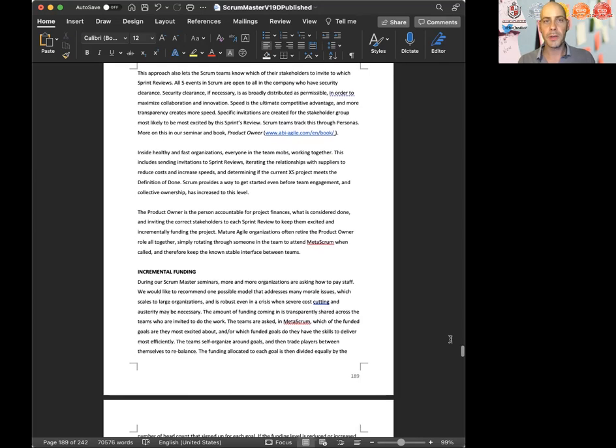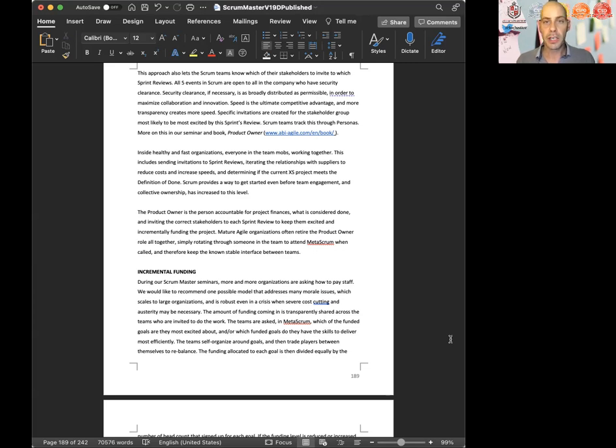This approach also lets the Scrum teams know which of their stakeholders to invite to which sprint review. All 5 events in Scrum are open to all in the company who have security clearance. And ideally, that's everybody for speed reasons. Security clearance, if necessary, is as broadly distributed as possible in order to maximize collaboration and innovation. Speed is the ultimate competitive advantage, and more transparency creates more speed.